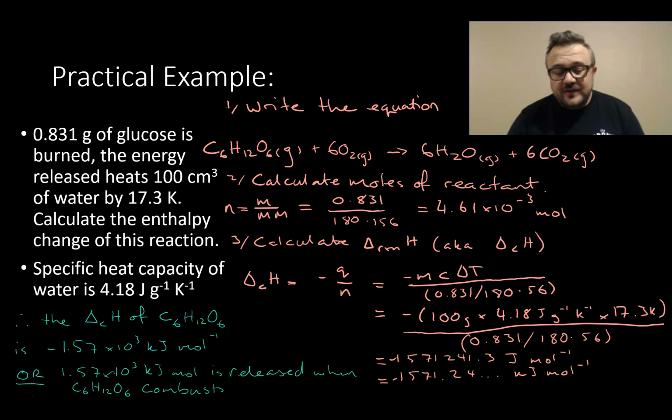Or, alternatively, this is another way to write that answer statement: 1.57 times 10 to the 3 kilojoules per mole is released when glucose combusts. And you'll see when we talk about the enthalpy change, it's a negative, but if we talk about the heat which is released, it switches it to a positive. So that's actually the relationship between heat and enthalpy.